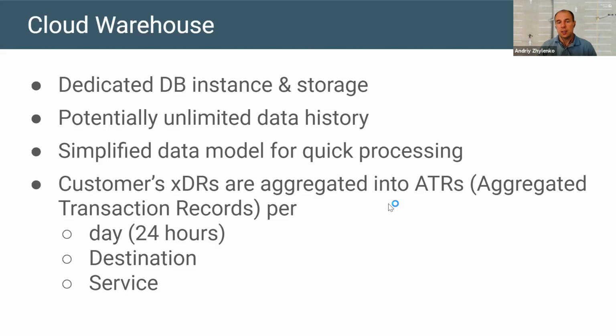So if we have a customer who made 10 calls to London yesterday, well, it's going to be just one ATR which has the accumulated cost and total number of minutes, but we don't need those individual records. And this helps us to reduce the total size of a database by a factor of 5 to 30, I believe. So if you have 1 million XDRs, it may translate to 200,000 to 100,000 ATRs. So we are using much less space, and reports are much faster because of this.